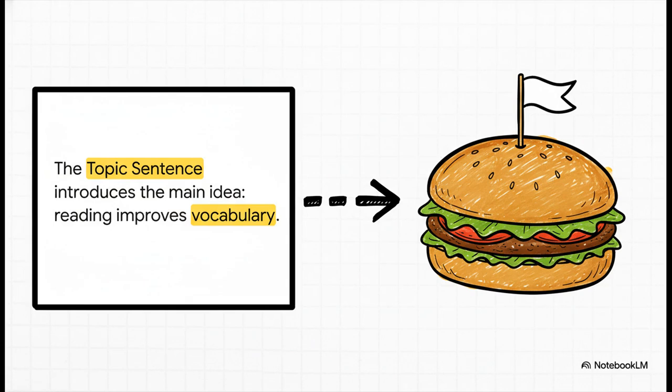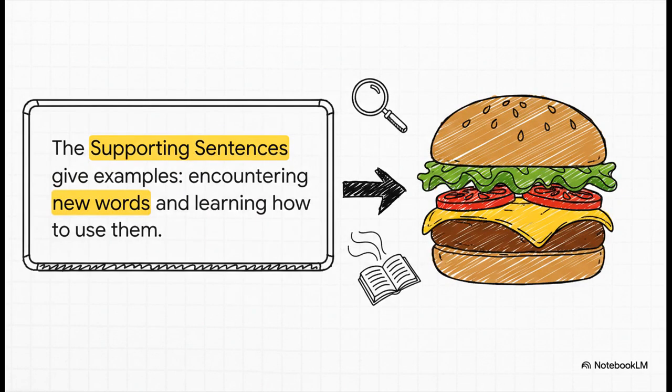Did you spot it? That very first sentence. Reading is essential for students because it significantly improves their vocabulary. Boom. That is our top bun. It's clear, it's direct, and it tells us exactly what this paragraph is going to prove. And then we get the meat of it. The next couple of sentences give us the how and the why. They talk about finding new words in books and then learning how to actually use them correctly. These are the details that back up that main claim.